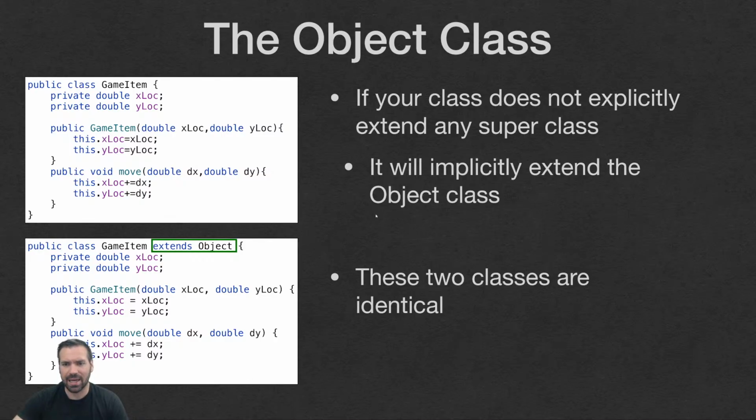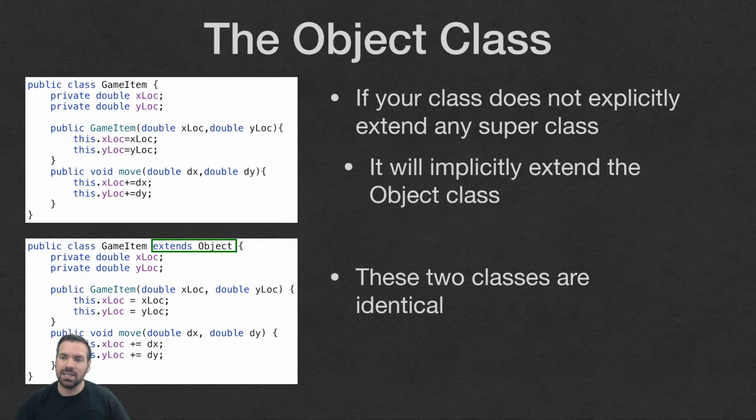So there's a few things to unpack there. If you write a class and you don't explicitly extend anything, like our game item class, we didn't type extends any class. If you don't explicitly extend a class, then you implicitly extend the object class. Java adds this for free. These two classes are identical. They have identical behavior. One of them just is explicit about its object extension, the other one is not. But both of these classes would extend the object class.